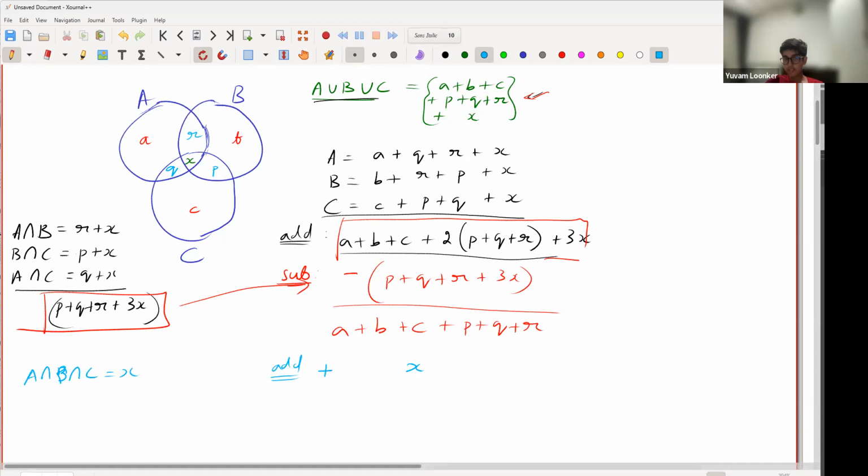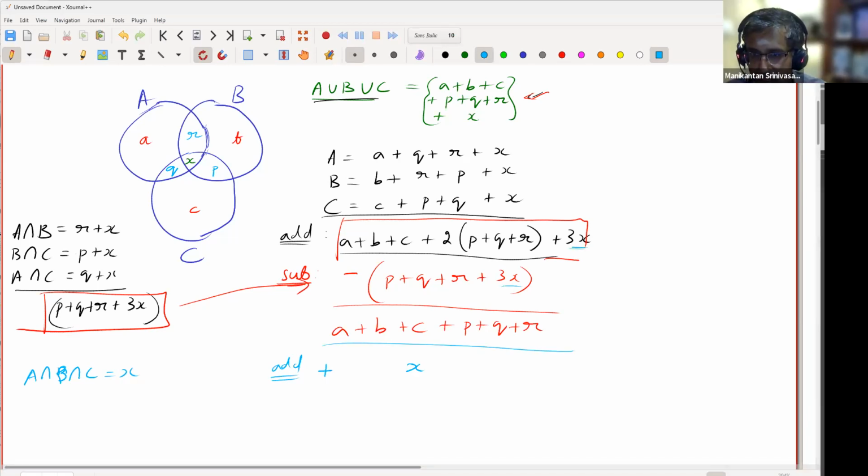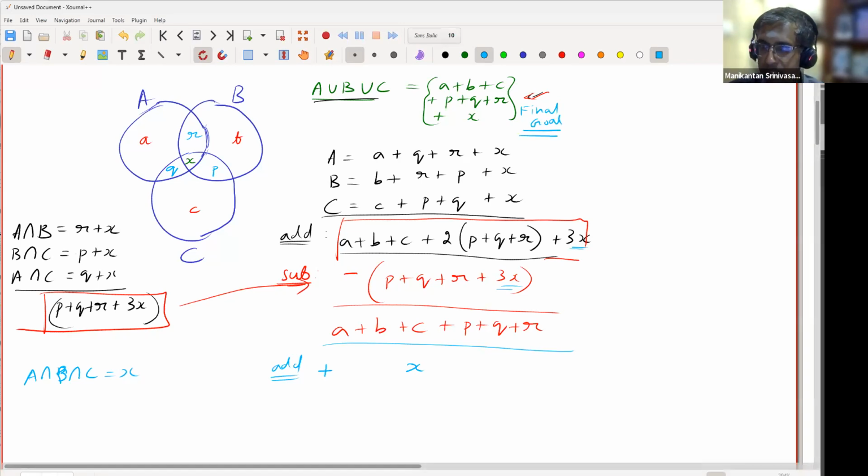Yeah, go ahead. Why would you add X again? Because this 3X and this 3X got cancelled. But this is my final goal. Remember, my final goal is A union B union C. Oh, okay. So I'm deriving how we got A union B union C, right?